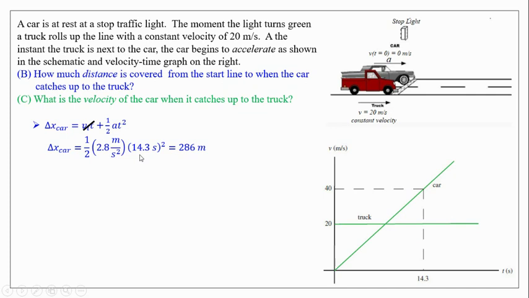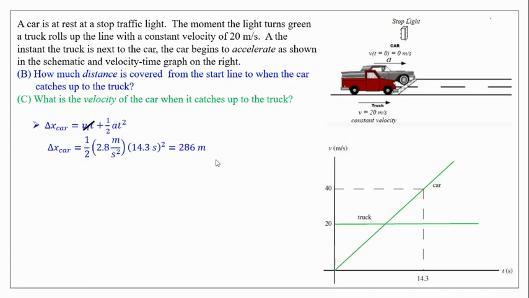Well, I'm using 14.3 seconds here because we just found out how much time it took for the car to catch up with the truck. So if they've traveled the same amount of distance, they met up at the same amount of time. So therefore, we're just going to use 14.3 from part A, and then we should get an answer of 286. Okay, so they've traveled 286 down the road before they meet up.